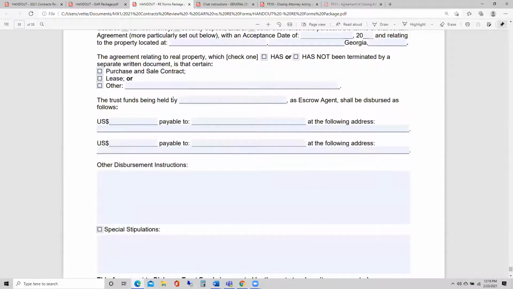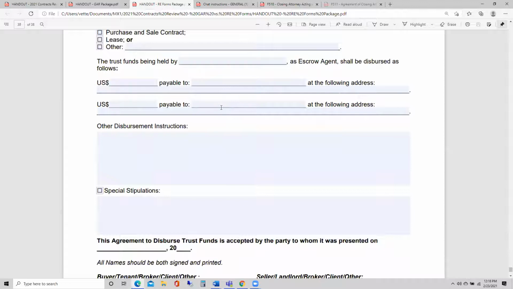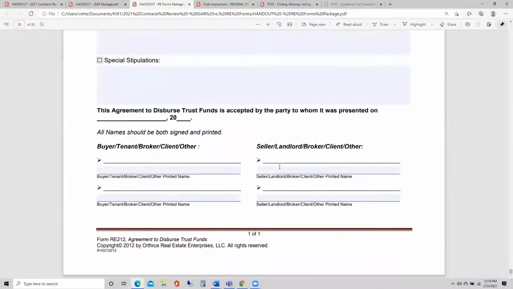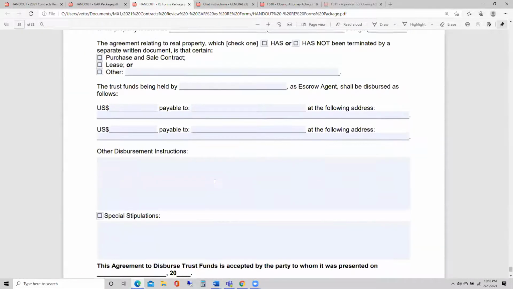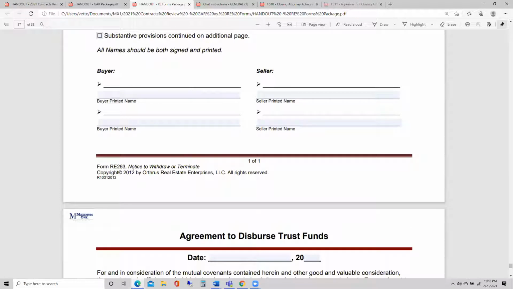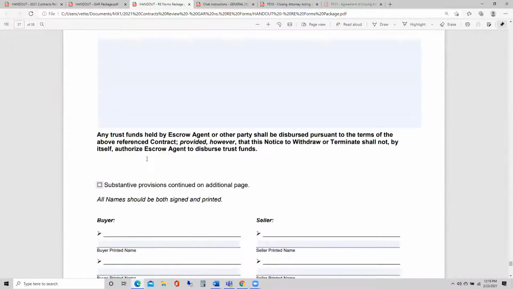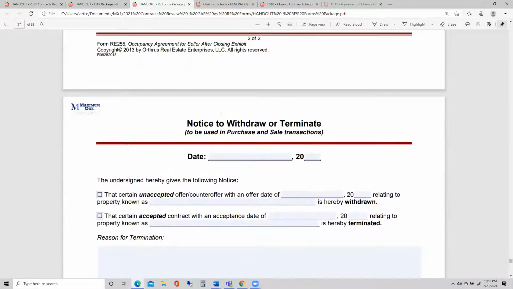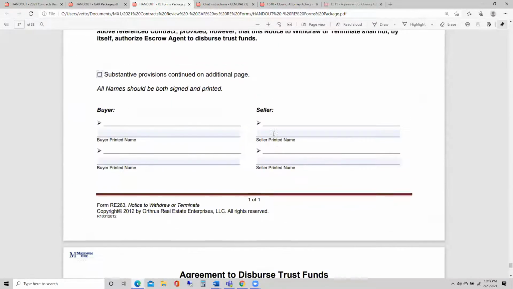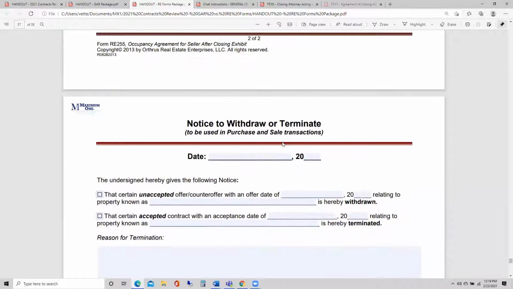This is where you describe who the holder is, how much the earnest money is, and how to disperse them. And you need both parties' signatures on this. It's called agreement. Agreement means both. You need two people to agree. Notice means one. Anytime you see notice, it's unilateral. Anytime you see agreement, you need both. Easy way to remember that.